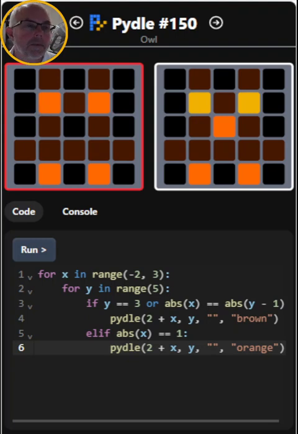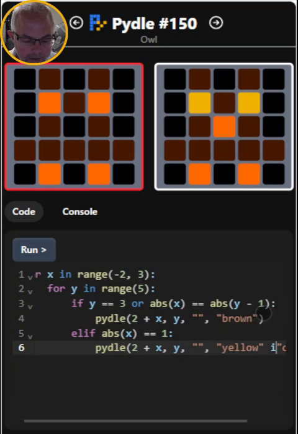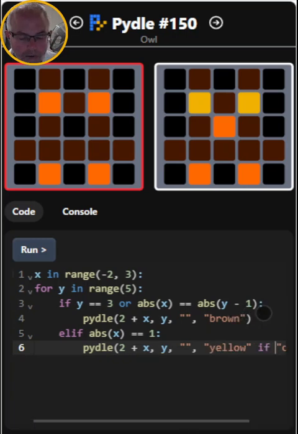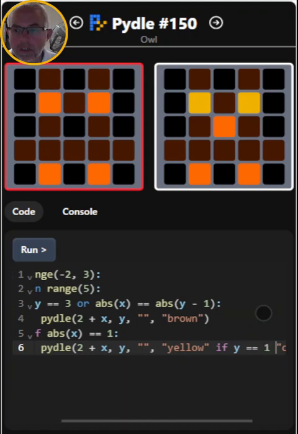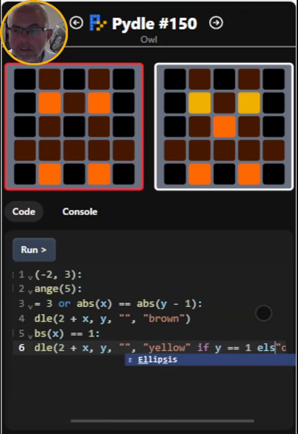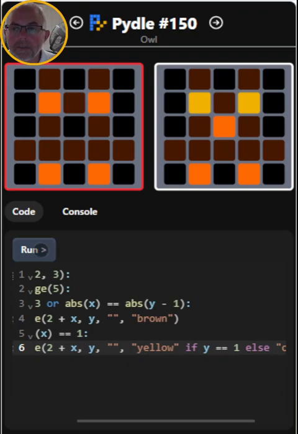So now we need to distinguish between yellow and orange. So we can say yellow if y equals 1, else orange. So that's the line where y equals 1. Okay.